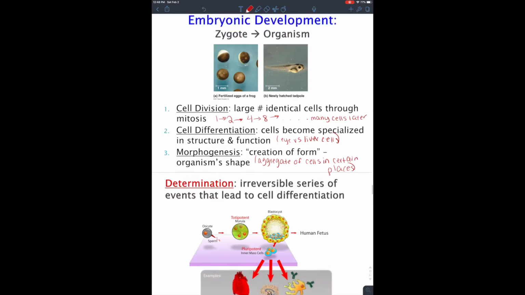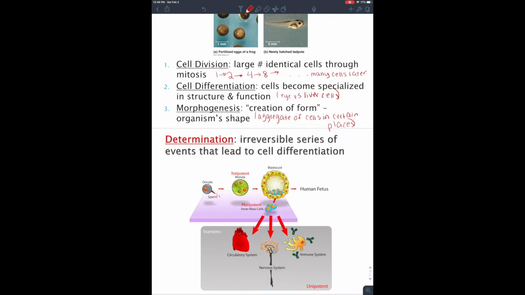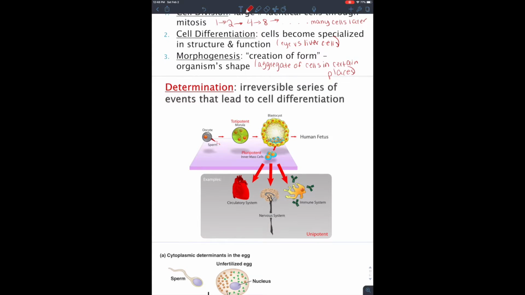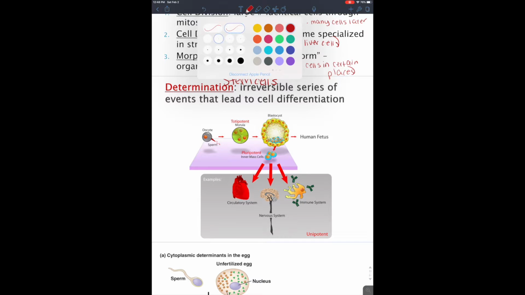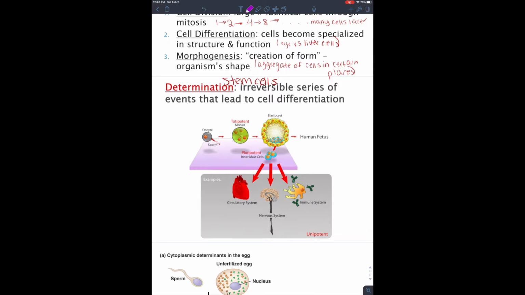So cell determination is an irreversible series of events that leads to cell differentiation, or the specific job that a cell has. And we talk about stem cells here. I'm going to use some different colors because I'm getting bored with that color. So over in this diagram, I have a lot of stuff going on. I have some different phases. So here's an oocyte. That's how I like to call it. Here is a sperm coming into contact with the egg. This is when fertilization has occurred, and development of cells is going to start to happen. And I have some totipotent cells here.